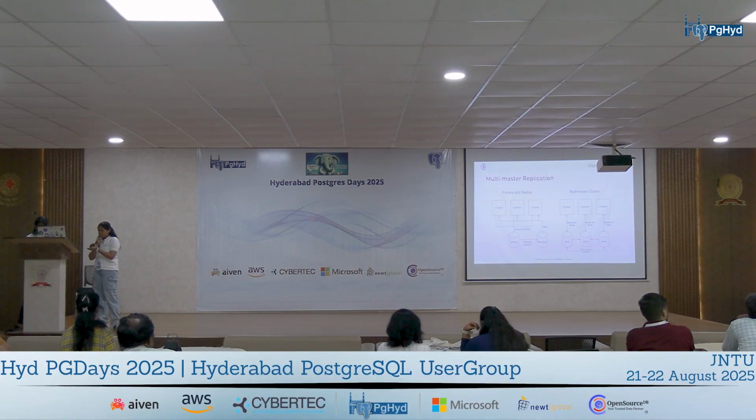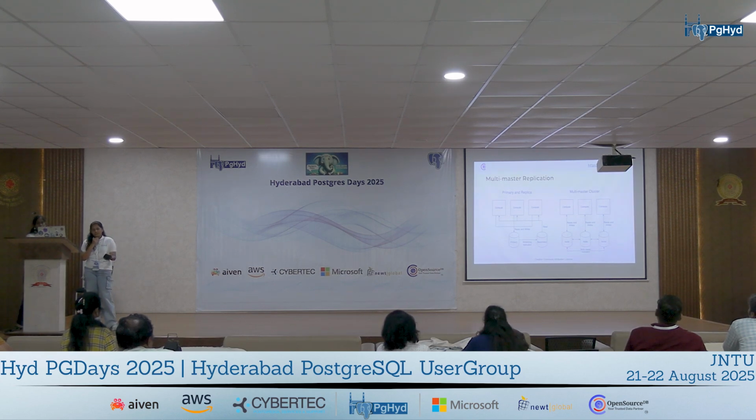On the right side, we can see multi-master replication. In multi-master replication, all nodes do read and write operations. Data flows bidirectionally between the nodes, and it has some challenges. We'll see them in the next slide.